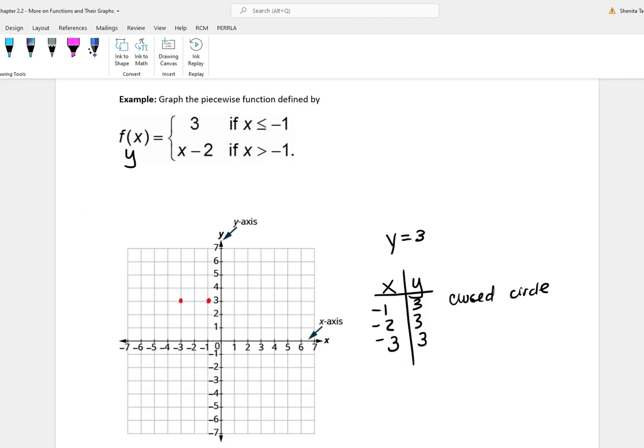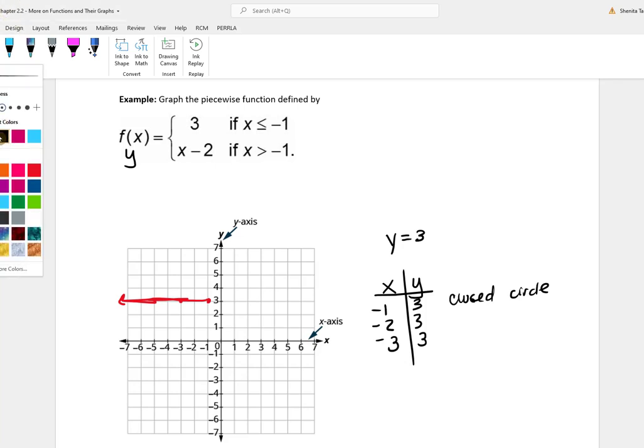Oops, I didn't mean to erase that line. Let me try to draw a little straighter. There we go. I'm not really good at drawing. Alright, so that's my graph. So now let's graph the other line.